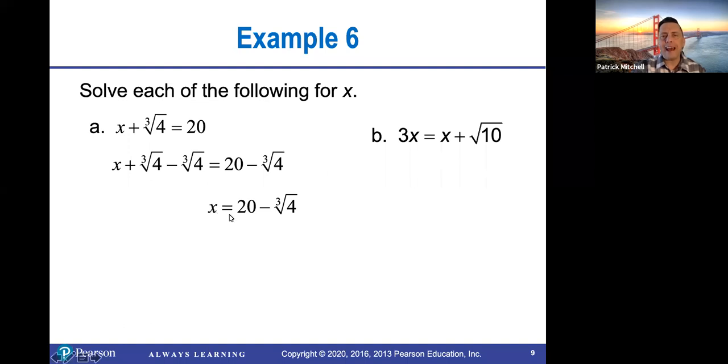And that gives us x equals 20 minus the cube root of 4. And believe it or not, at this point we're done. 20 minus the cube root of 4 is a perfectly good real number.